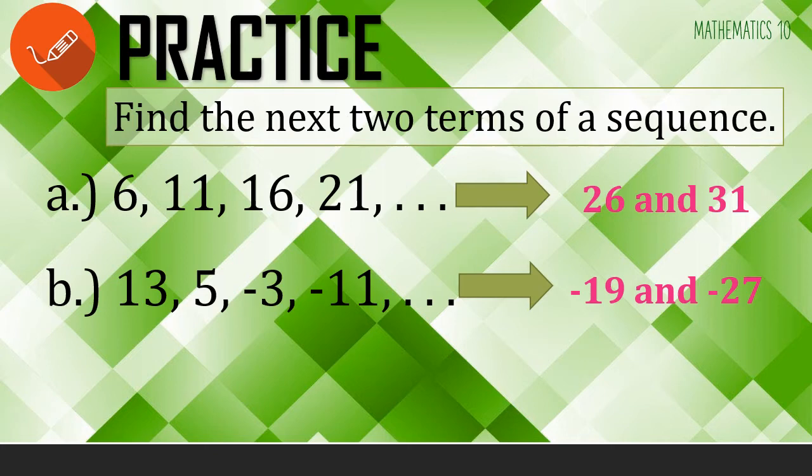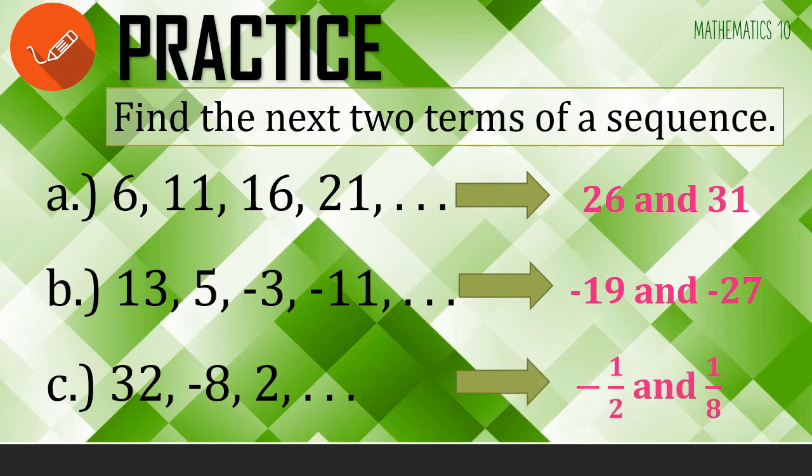Okay, let's proceed to our third example. So we have 32, negative 8, 2, and so on. Now, what do you think is our pattern in our third example? So actually, our answer is negative 1/2 and 1/8. So here, how did we get negative 1/2 and 1/8? The pattern is simply divide the previous term by negative 4 to get the next term or the succeeding term.